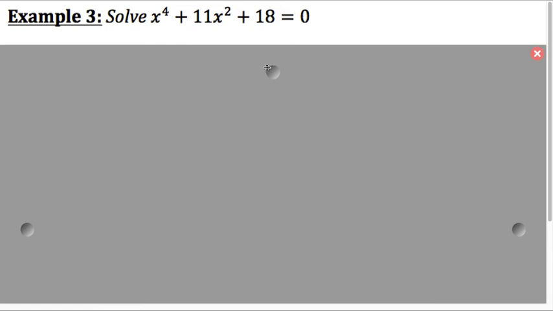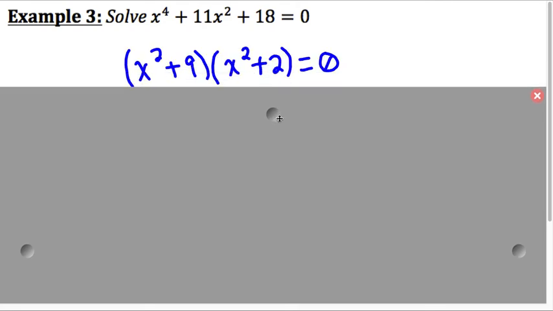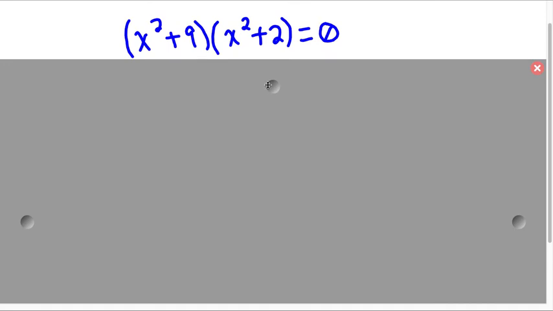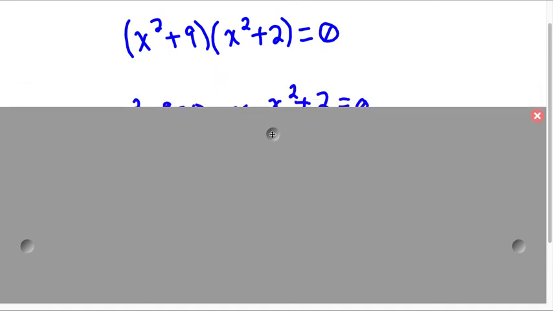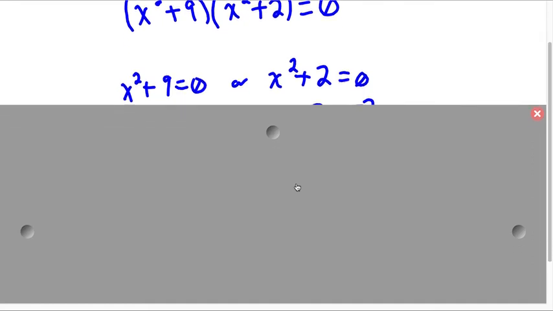Alright, so hopefully you paused it and tried it out. This one is already solved for 0 or set equal to 0, so we're ready to just jump right into our factoring. So we need two numbers that multiply to give us 18 and add to give us 11. So that's going to be 9 and 2. So we're left with x squared plus 9, x squared plus 2. So then we set them each equal to 0. x squared plus 9 equals 0, or x squared plus 2 equals 0.